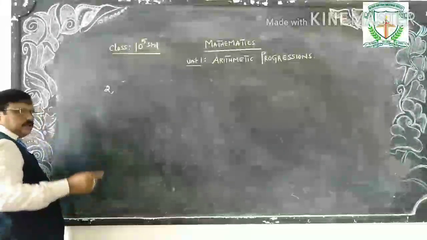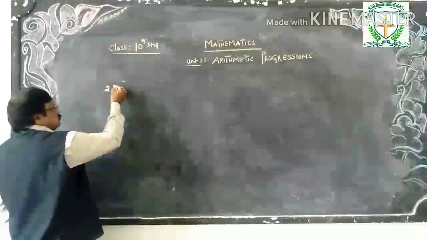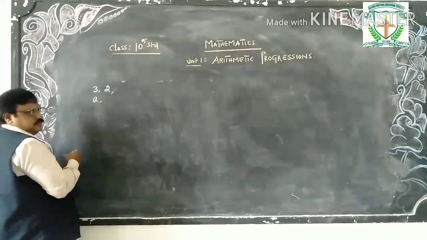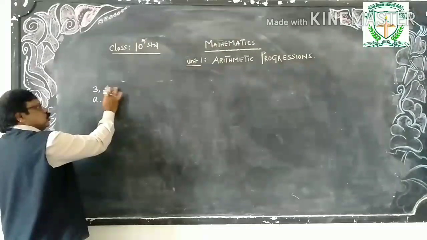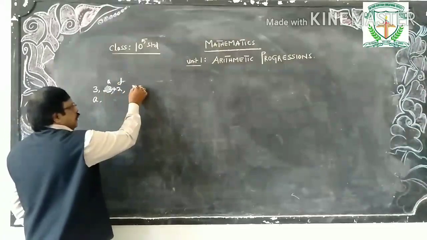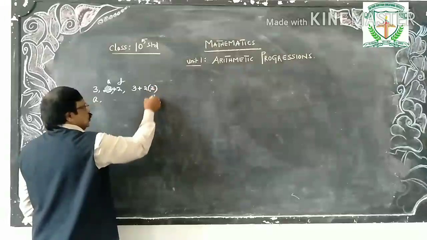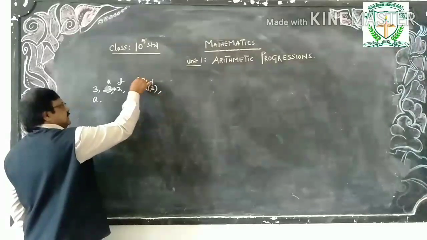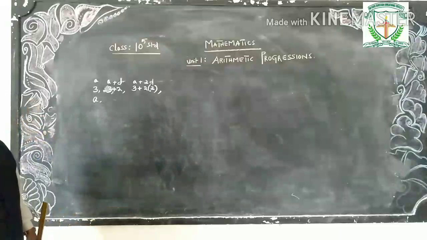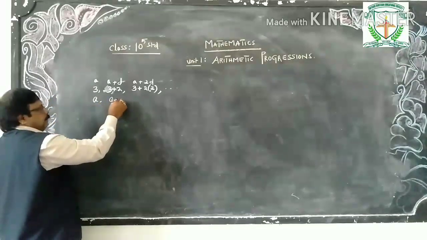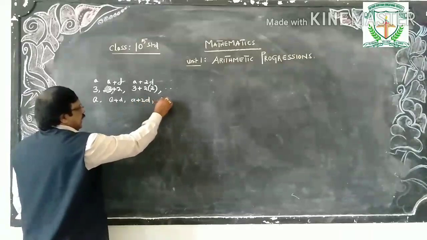That example, students, red flowers, that is 2, and A plus D. The first term I took as 3, that is 3 red flowers, and then 3 plus 2, 3 plus 2. This is D, this is A. And 3 plus twice 2. So here 2D. A plus 2D. Like this. You can see the general form like this: A, A plus D, A plus 2D, and so on in that activity.